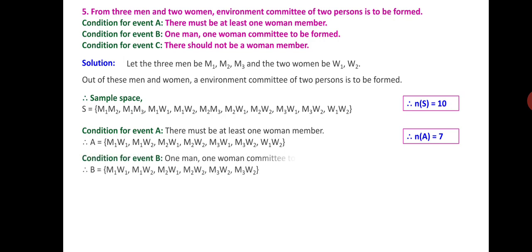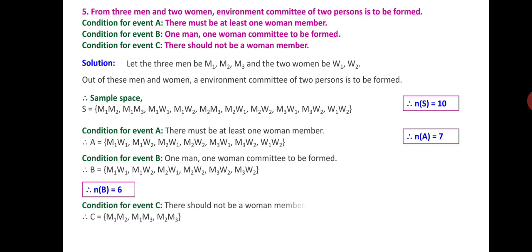Condition for event B. One man and one woman committee to be formed. One man and one woman. See, then M1W1, M1W2, M2W1, M2W2, M3W1 and M3W2. Therefore, n(B) will be 6.